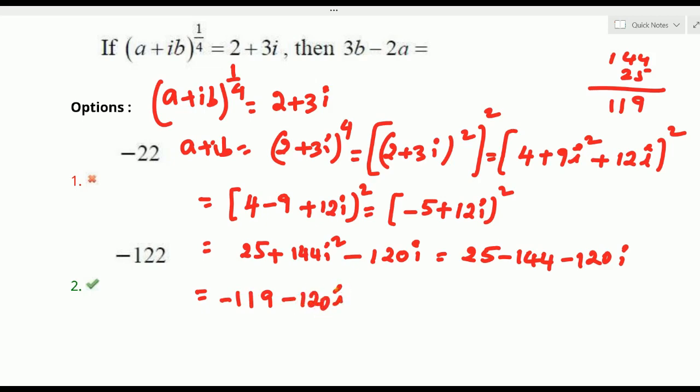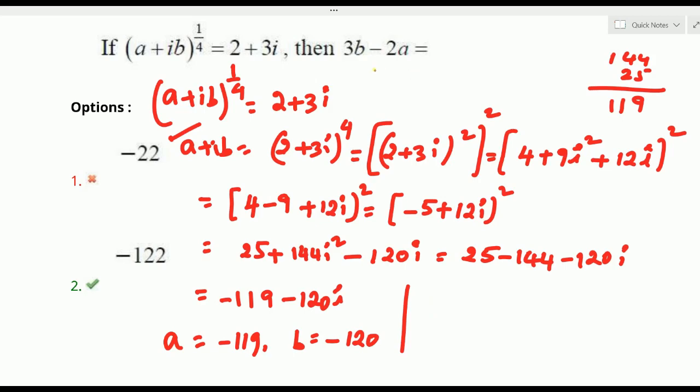Okay, now this is compared with what? a plus ib. In place of a, what is there? a is minus 119, that is the real part. b is minus 120, that is the imaginary part. We can compare on both sides, a plus ib. Now the a and b values are ready: a is minus 119 and b is minus 120.